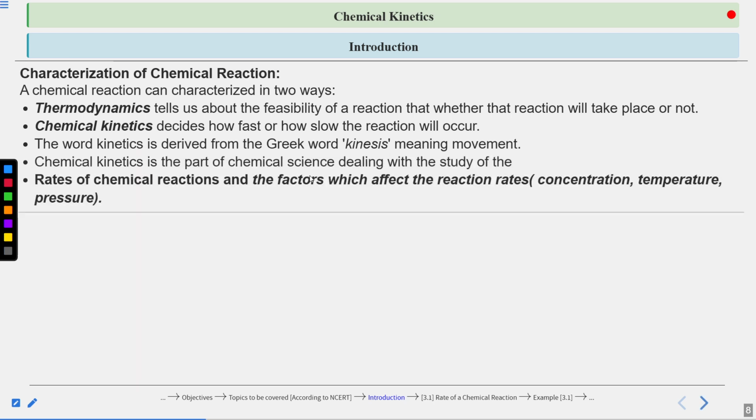Chemical kinetics is the part of chemical science which deals with the study of rates of chemical reactions and the factors which affect the reaction rates, like concentration, temperature, and pressure. That means in chemical kinetics we study the rate of chemical reactions and the factors which affect the reaction rate, for example concentration, temperature, and pressure during the reaction.